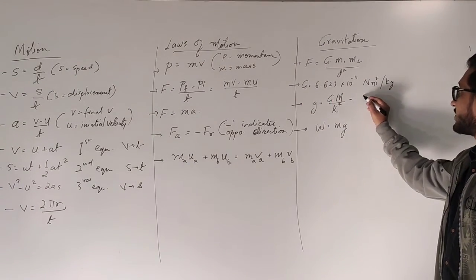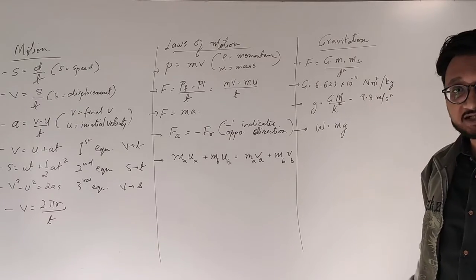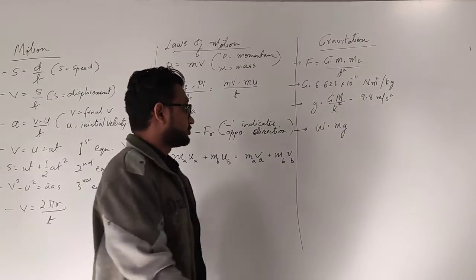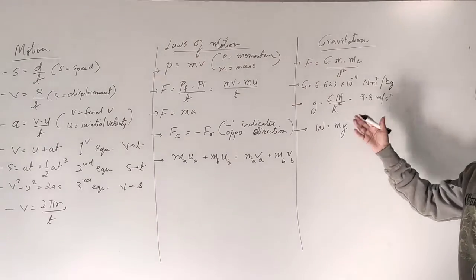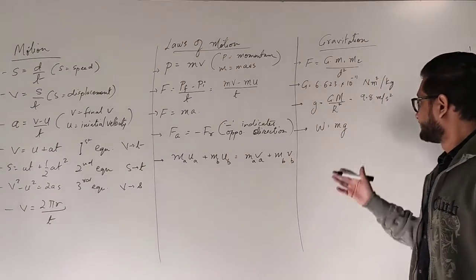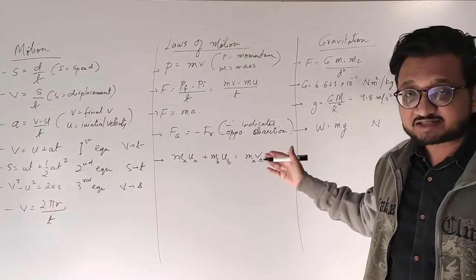And this value was found to be 9.8 meters per second square, because this is acceleration. Quite easy. You substitute the value of g, that is 9.8, and multiply it with your mass, that is 45 or 50 kg, whatever. And then you get the answer in newtons. Why? Because weight is actually a force.